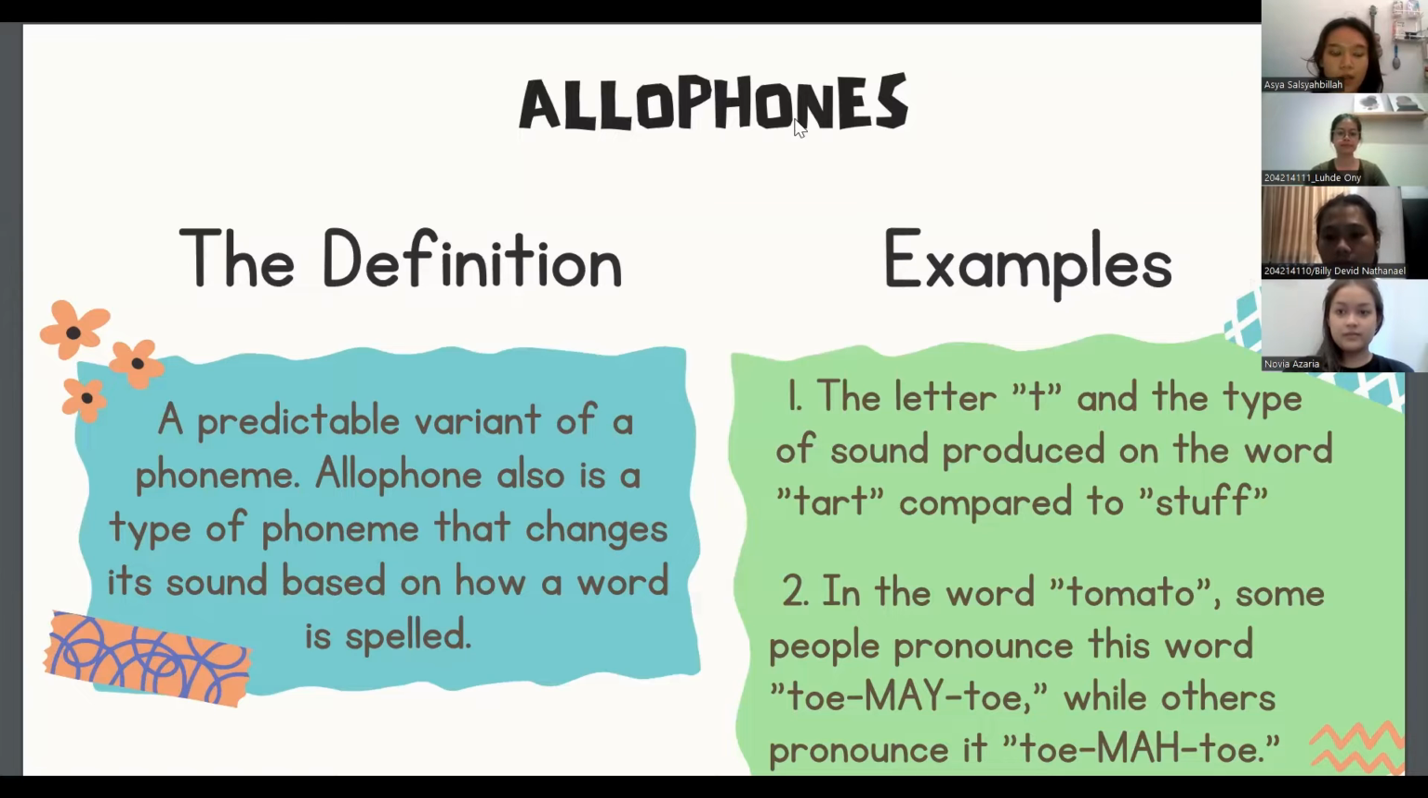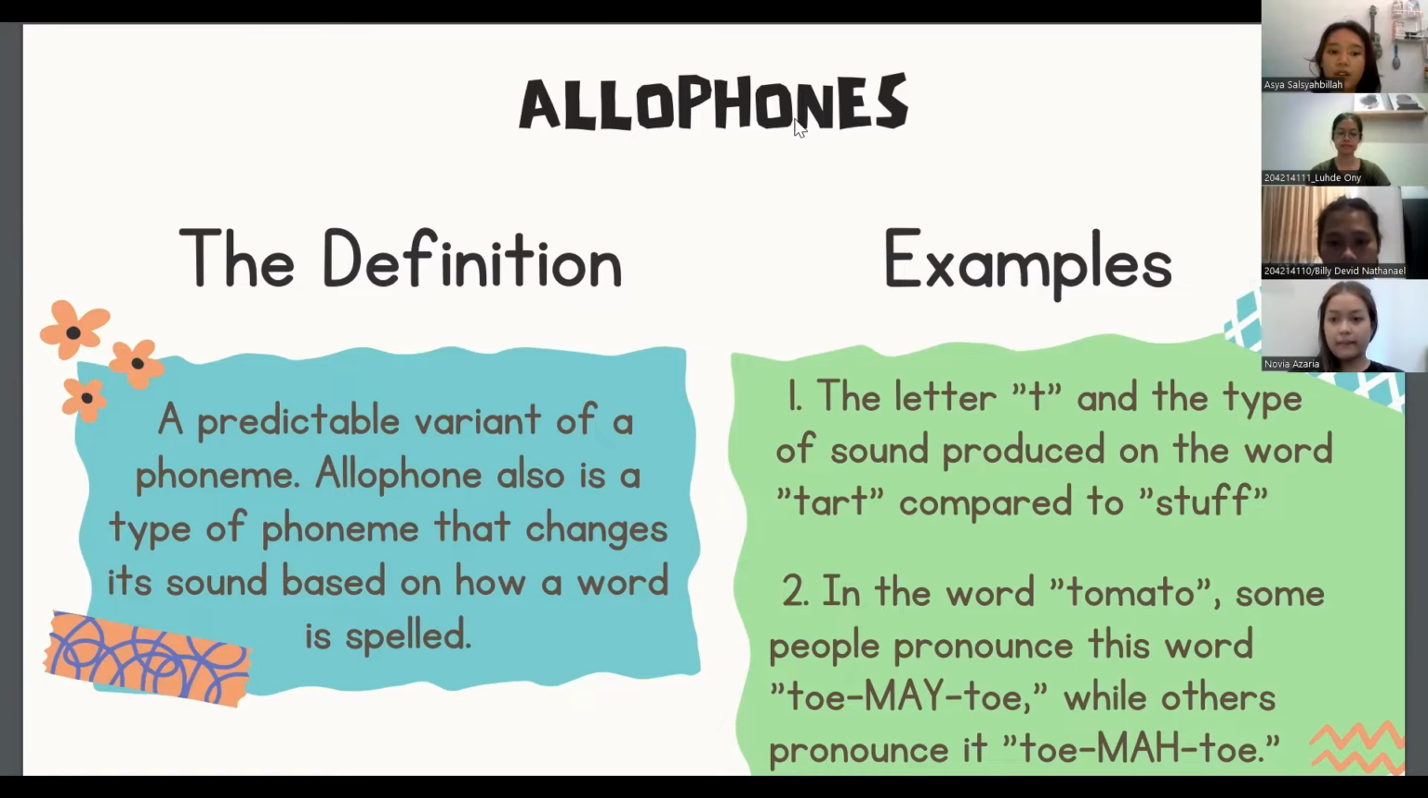And next is allophones. An allophone is a predictable variant of a phoneme. Allophones are the individual members of a class of sounds or phoneme, or the pronounceable or concrete realization of an abstraction. There is an example for number 1: the letter T and the type of sound produced in the word tart compared to stuff. The T in the first word is stronger than in the second, and that's how allophones work.